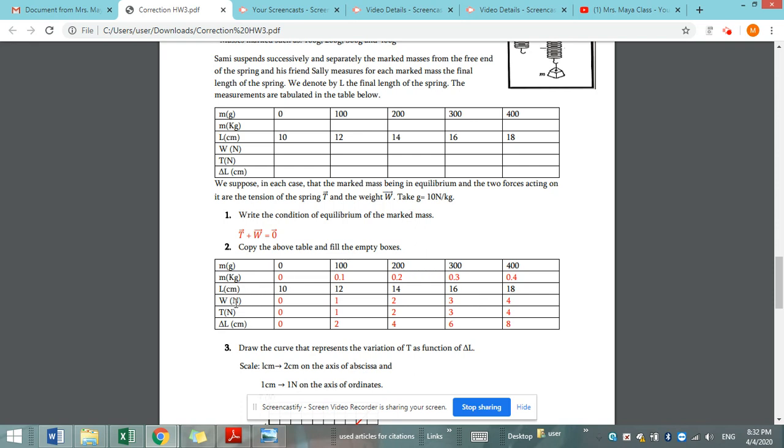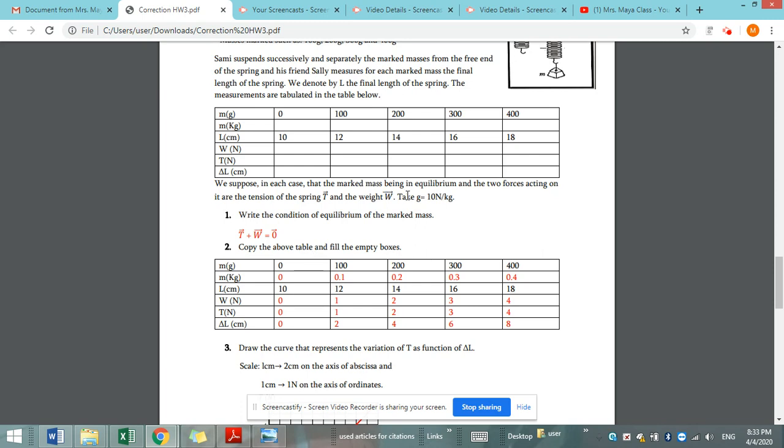For the weight we have to apply the formula W equal M times G. When we have no mass, M is 0, so W is equal to 0. For the second case, 0.1 times G, which is given as 10: 0.1 times 10 is 1. 0.2 times 10 is 2. 0.3 times 10 is 3. 0.4 times 10 is 4. Here we are applying W equal M times G.